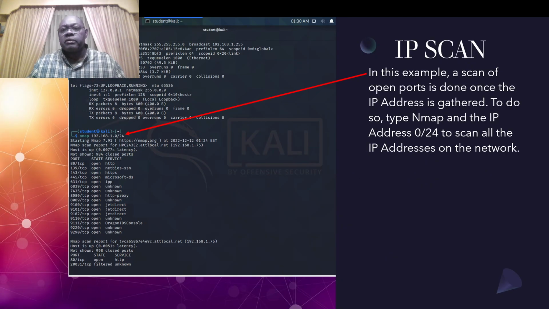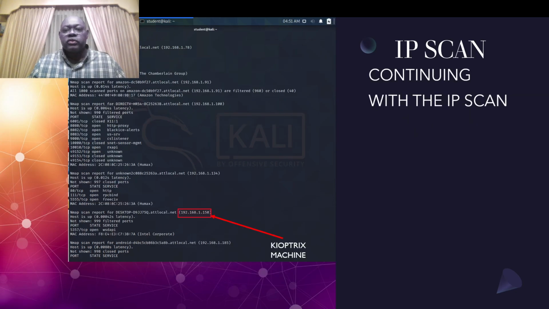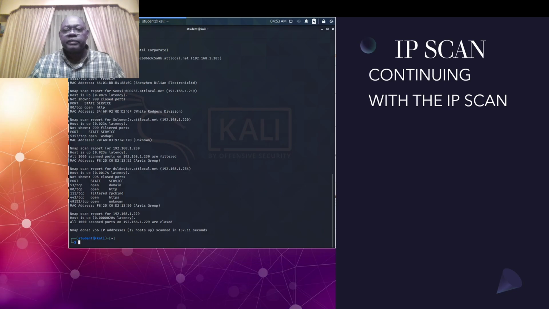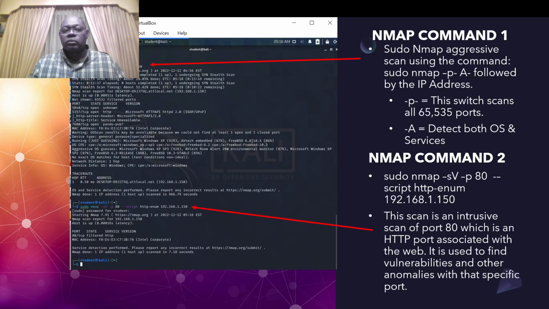In this example, a scan of open ports is done once the IP address is gathered. To do so, I was able to type Nmap and the IP address within the range of 0 to 24 to scan all the IP addresses on the network. This is a continuation of the IP scan, another continuation of the IP scan. Now I was able to use several Nmap commands.